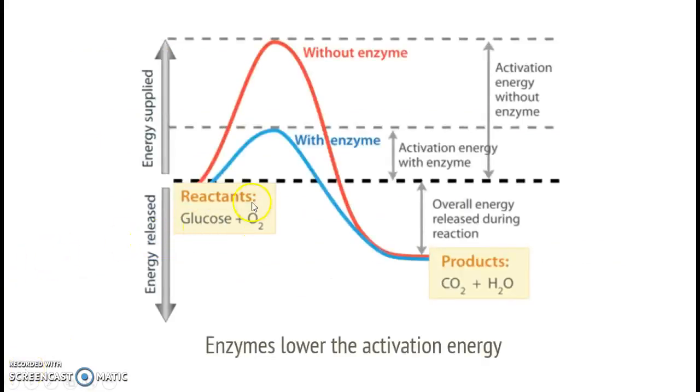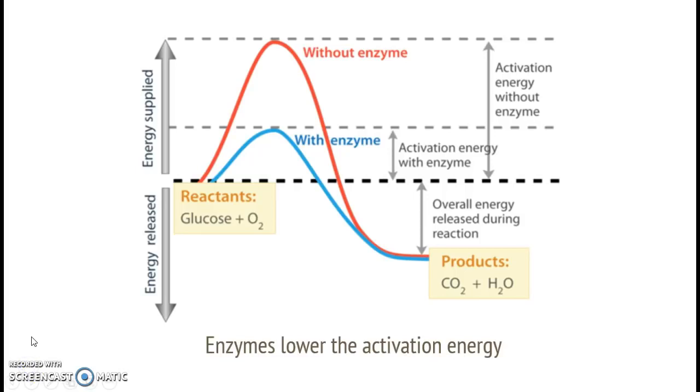Again, we're looking at cellular respiration. We have glucose and oxygen as the reactants, and no matter what, they're going to proceed through a reaction and release carbon dioxide and water. But notice that without an enzyme, a great deal of energy is required. That activation energy is tremendous to get that reaction going. However, with the help of an enzyme, notice the activation energy is substantially less, which means that the reaction can proceed much more rapidly.